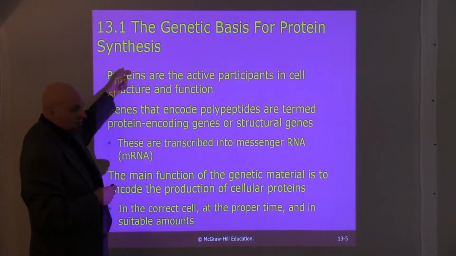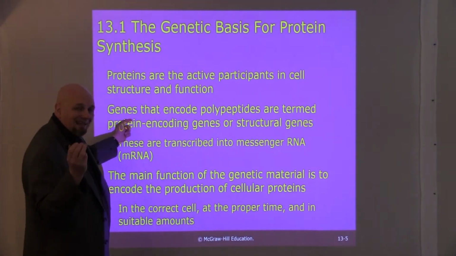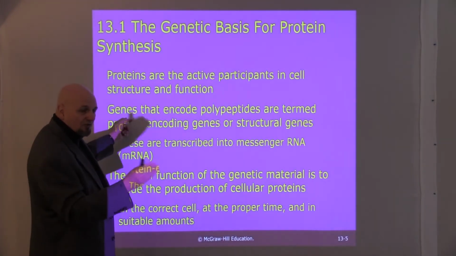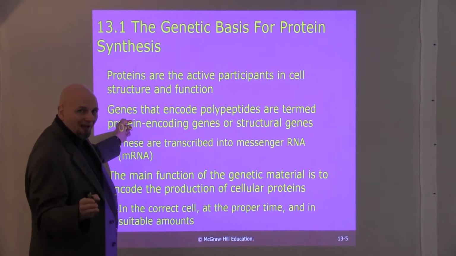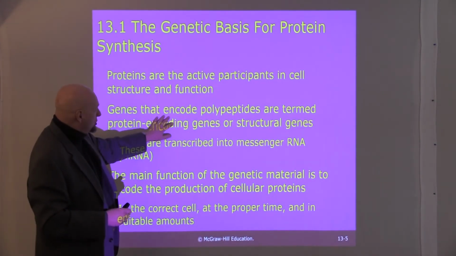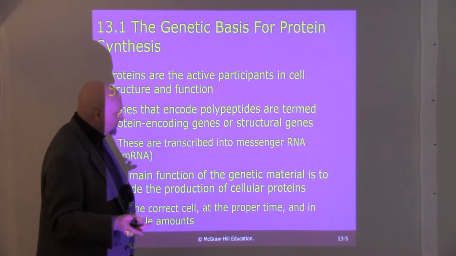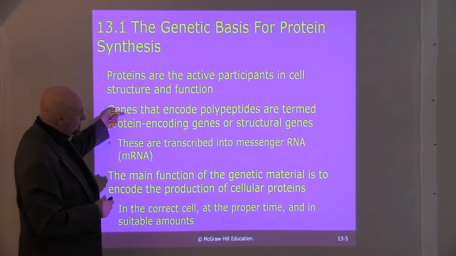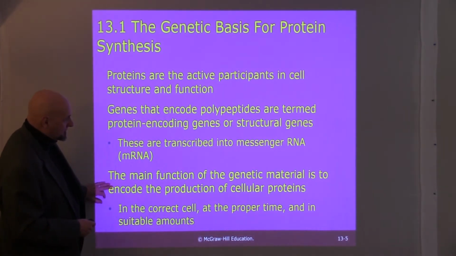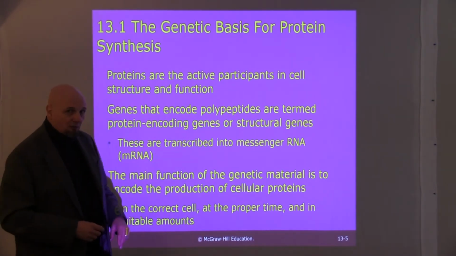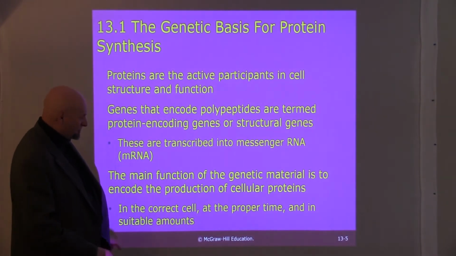What encodes for those proteins are the genes. So again, if you take into consideration, DNA is controlling everything. The sequence of the DNA controls everything about it. Me standing up here moving is controlled by the DNA. The genes encode polypeptides. These are called the protein encoding genes or structural genes. These genes are going to be transcribed into messenger RNA. And the main function of the genetic material is to encode the production of cellular protein, in the correct cell, at the proper time, and in suitable amounts.